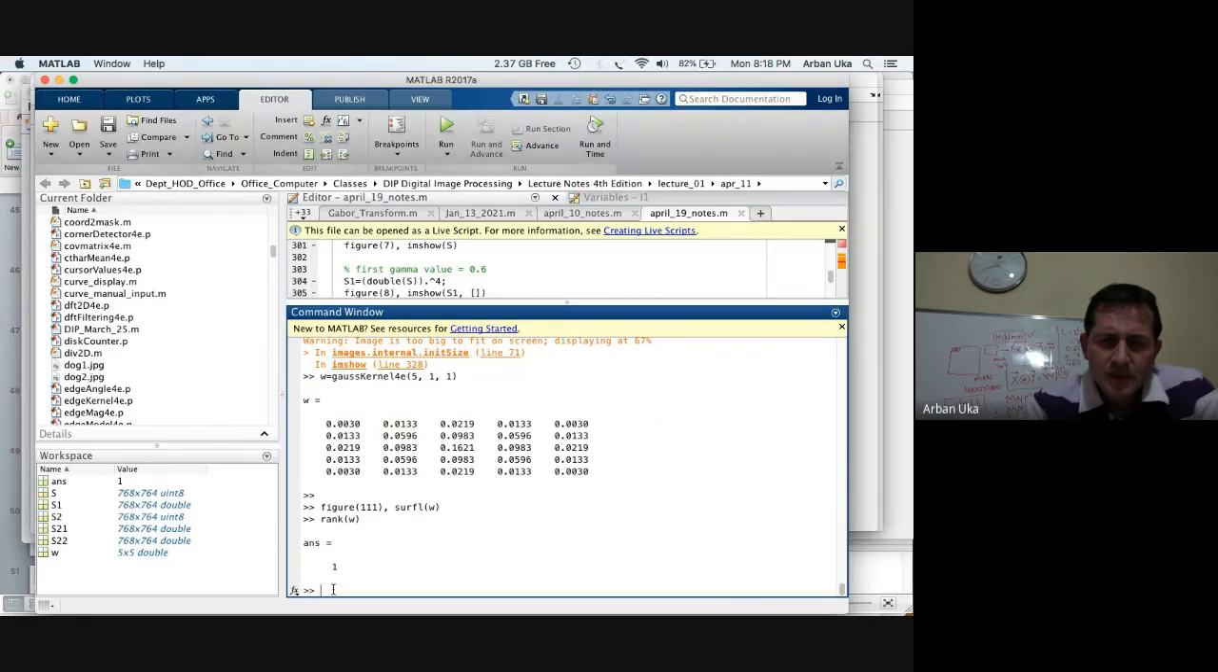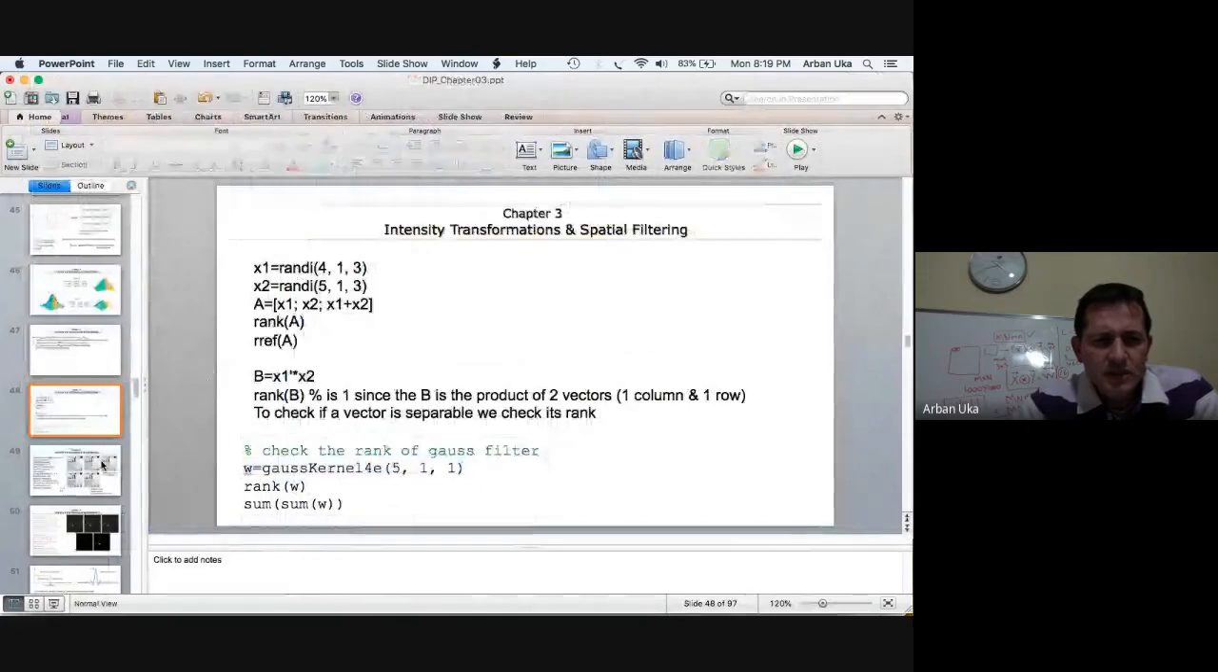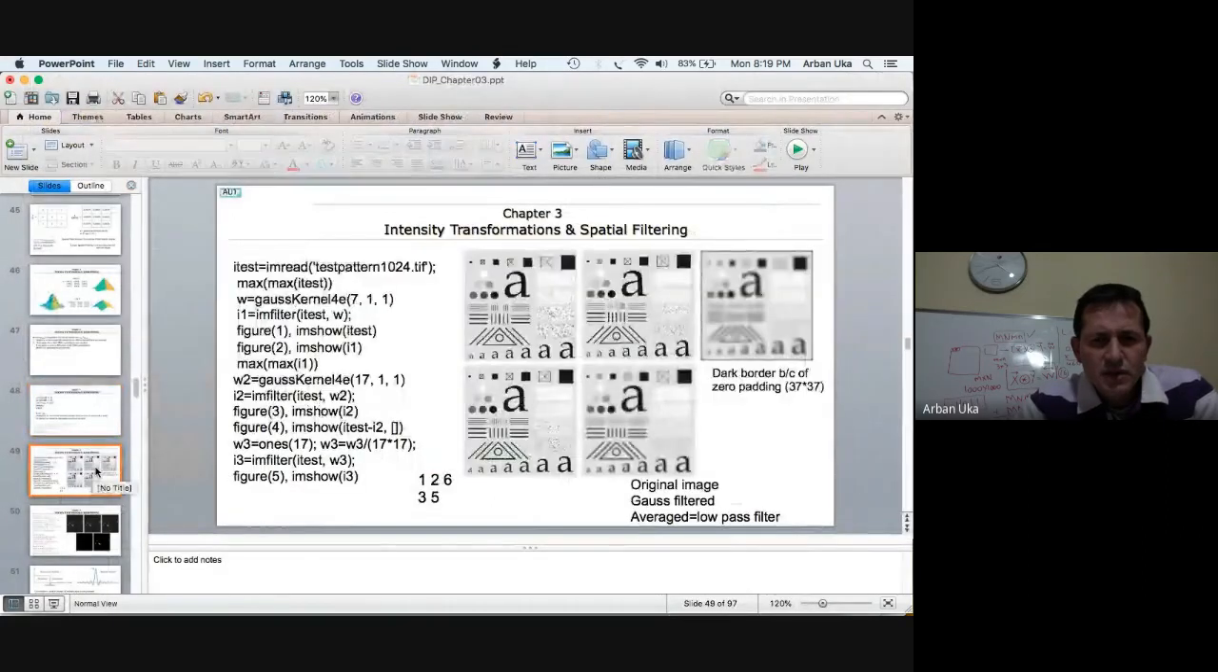Yeah, it is 1, and what is interesting is that if the rank of this Gaussian kernel is equal to 1, then this means that it is separable, or that it can be found as the inner product of two vectors. And let's see if we have, no, we are not showing it here, but okay.